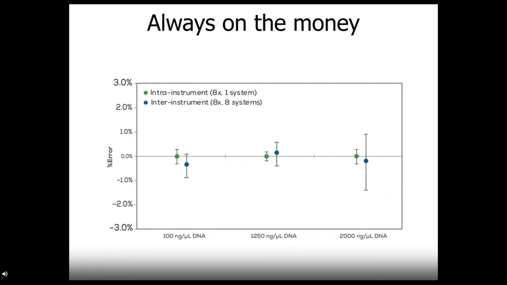Here you can see a plot with 3 concentrations of DNA. Either intra-instrument, run in octuplicate on the same system, or inter-instrument, run in octuplicate on 8 different Lunatic systems, for a total of 64 samples per concentration. On one instrument, we've already discussed the amazing results earlier in this presentation. Now here we can see that with 8 completely different systems, there's also nothing to worry about. Having systems in different labs, in the same building, or even at different sites globally will always provide the same high-quality results.